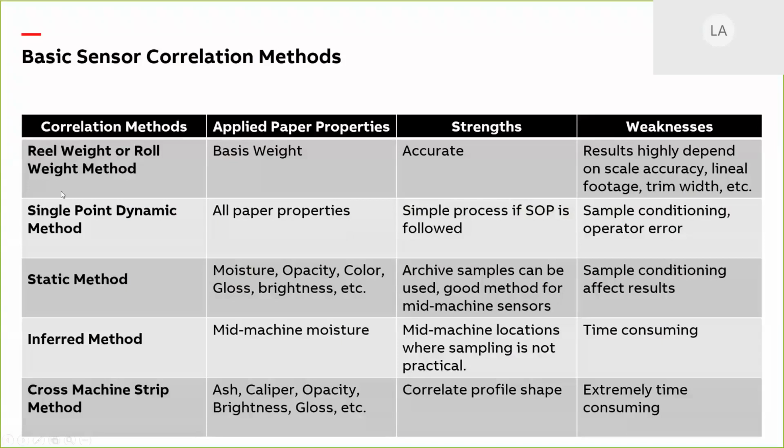So for example, the first one, reel weight or roll weight method. This is the best method for basis weight correlation. Why? Because you weigh the whole reel. You take the scale weight, the trim width, your linear footage, and you calculate the average basis weight for the entire reel. That's your sample. You're sampling the whole reel. And then you compare that result with the reel report, which is the basis weight average for the whole reel. So this gives us the most accurate reading for basis weight.